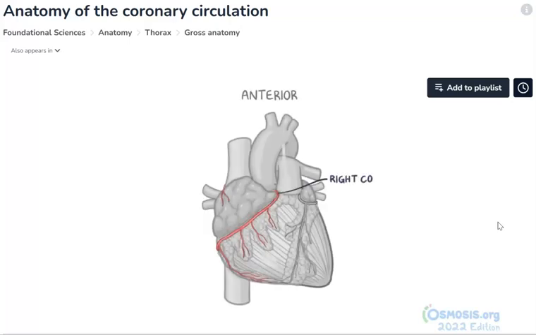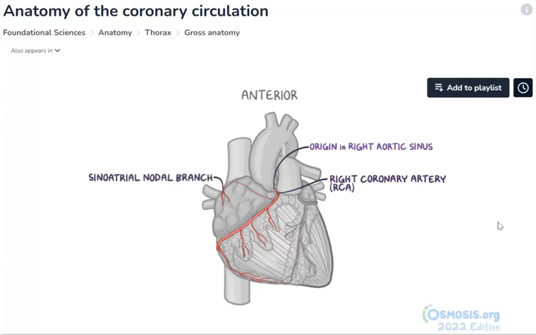Let's begin with the right coronary artery, or RCA, which has its origin in the right aortic sinus and passes to the right side of the pulmonary trunk. Close to its origin, the RCA gives a sinoatrial nodal branch, which supplies the sinoatrial node. The RCA then descends in the coronary sulcus.